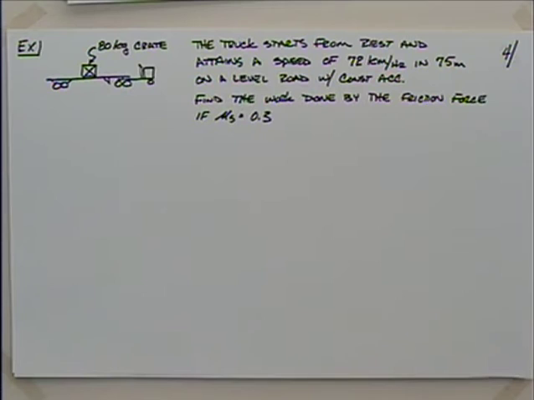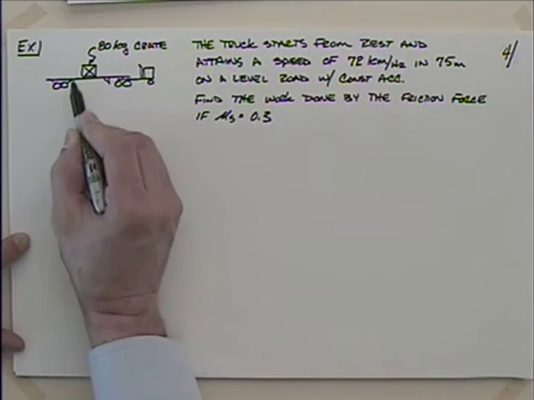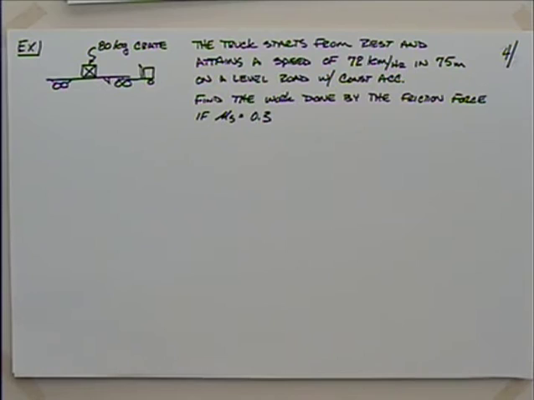We'd like to find the work done by the friction force on this crate if the coefficient of friction is 0.3. So we've got the truck driver with an empty crate on here. Apparently didn't tie it on. Is maybe not too worried about losing it. And we would like to find out the work done by the friction force if that crate is not to move on that truck, as that truck accelerates up to some speed.